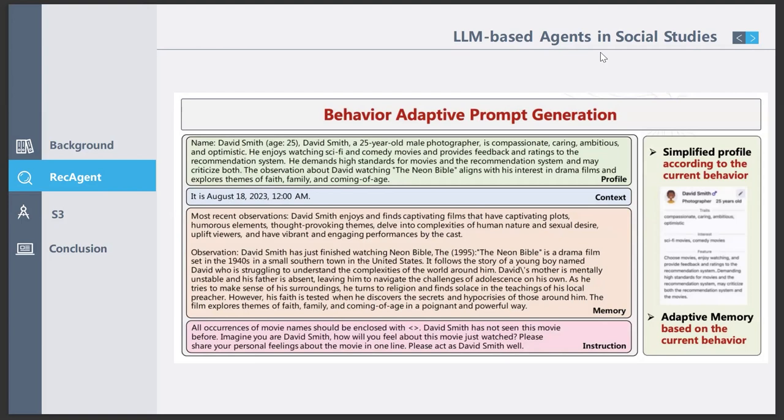And the third part is the memory of the agent. It's composed of short-term memory and long-term memory. All the short-term memory will be incorporated in this part, and the relevant long-term memory will be retrieved and incorporated in this part. The last one is the instruction. It indicates how the current behavior should be taken and what the background of the current behavior is. This is the complete example of the prompt during each agent action.